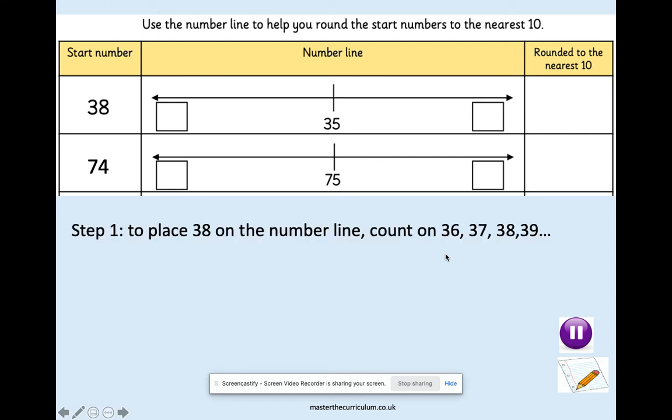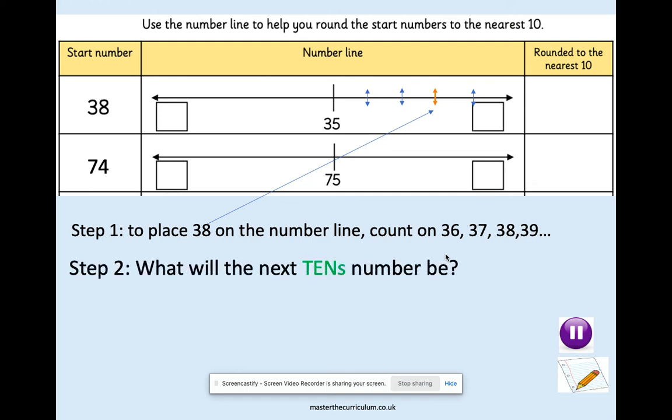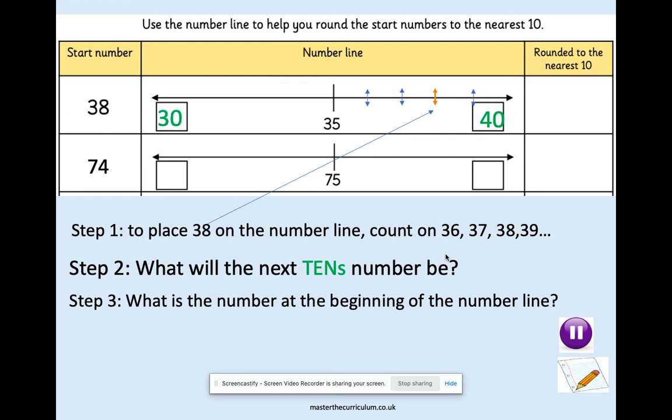Let's look at our steps. So first of all, I need to place 38 on my number line, but there's no little line, so I have to count on very carefully in ones: 36, 37, 38, 39, and 40. So I already now know that 38 will be the orange little line. So my last number that I'm going to add in is my tens. The next number will be 40. So my starting number must therefore be 30, because I'm rounding to the nearest 10.